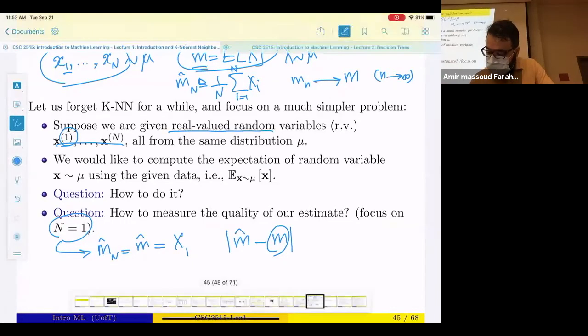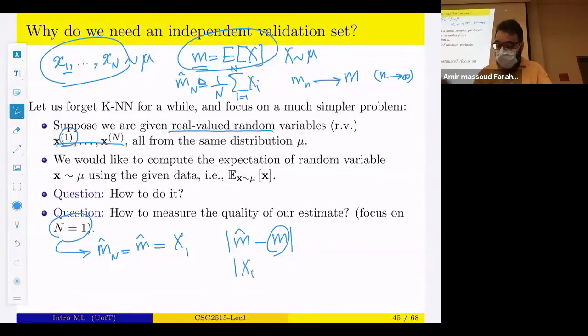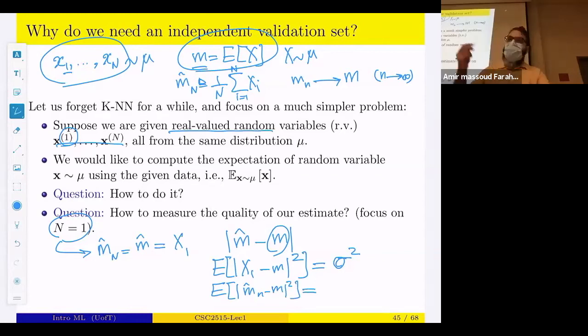So we can say something like this: x1, and this is from m. Let's talk about its squared value and compute its expectation. So this expectation would be its variance. The variance would estimate the quality of our estimate: if you have one sample, in expectation how much error we have from the true value of the mean of that random variable. And if we have more data points, say m hat n minus m, then I would have a better performance. But I don't know m, so I can't really compute it.